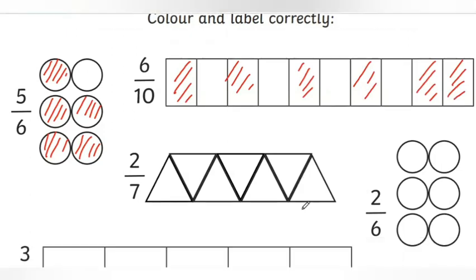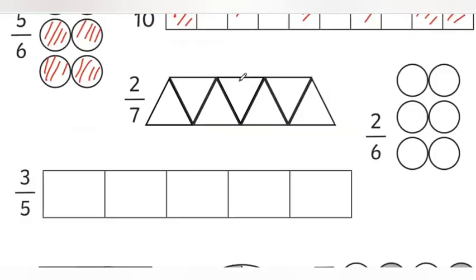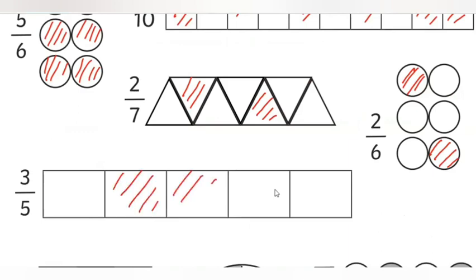Here, how many parts do we have to color? We have to color 2 parts. 1, 2. Okay, 2 parts out of 7. Here, how many parts should be colored? We have to color 2 parts. And here, we have to color 3 parts. Okay.